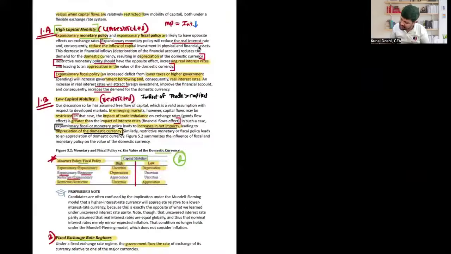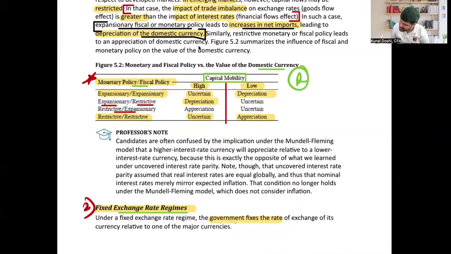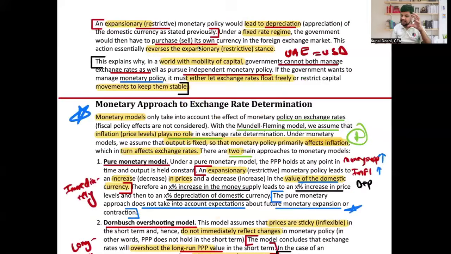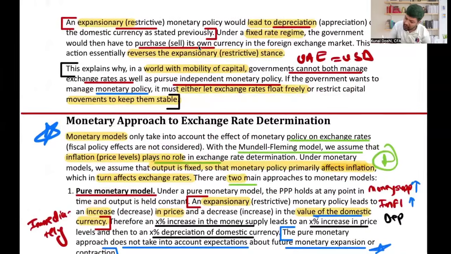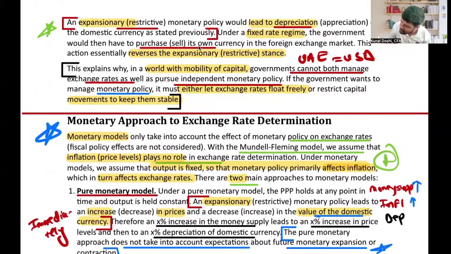Also, there is the fixed exchange rate system. Under the fixed exchange rate, it is the government which pegs or fixes the rate. So here, an expansionary monetary policy will lead to depreciation because the interest rates are low. Am I correct? Correct. So, in a world with mobility of capital, governments cannot manage both. You can't keep the interest rates low and also allow free capital movement. That will not be the case.